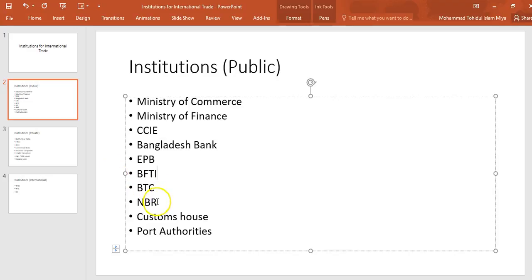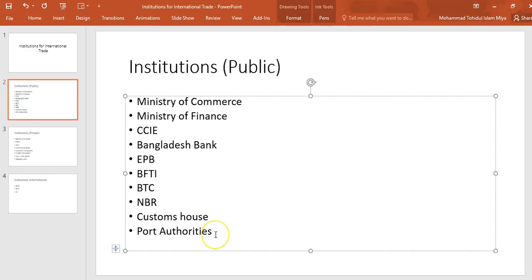And then the next item is NBR, which is very famous to us. If you talk about the tariff commission and all other things, NBR is one of the most relevant bodies, and NBR stands for National Board of Revenue. They are the policy makers. They set the policies on the customs duty, tariff and taxes, corporate income taxes, and advance income taxes for a particular item. So they are like the supreme body. They also regulate the customs house. The customs house collects the customs duty and assesses the value of the items, but it also works under NBR.